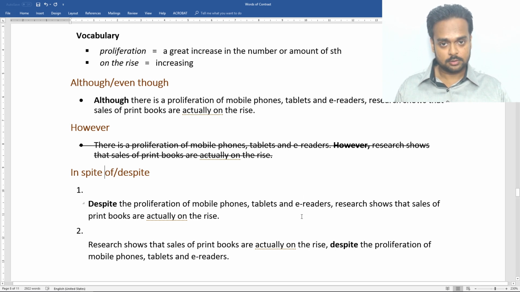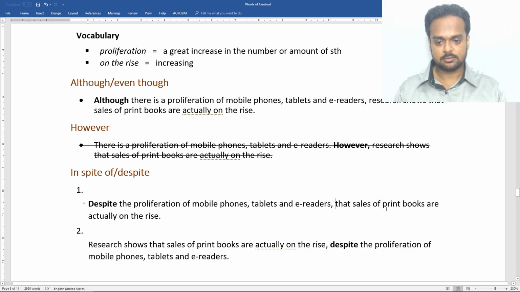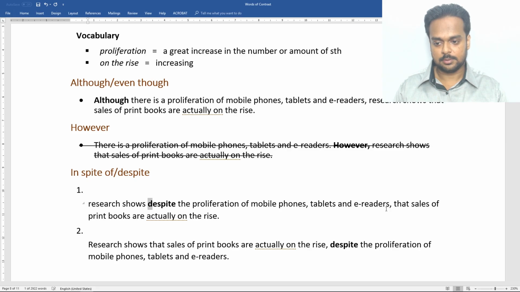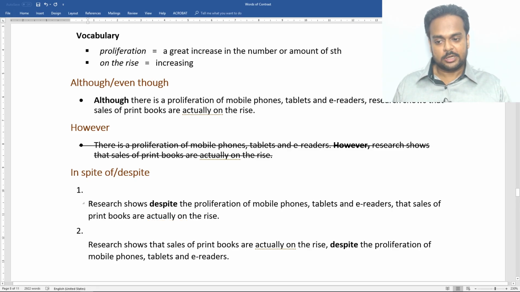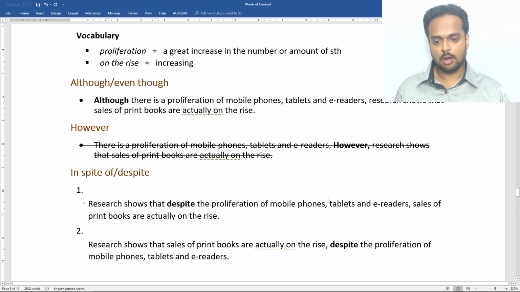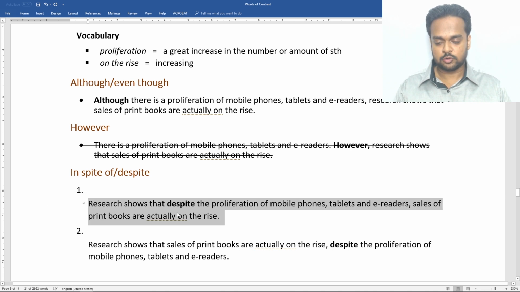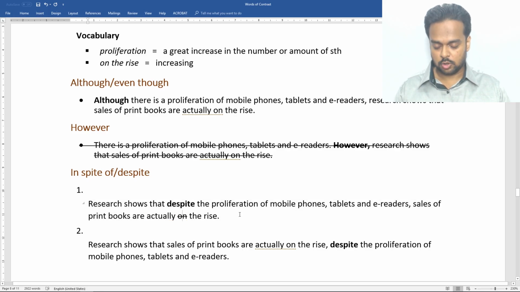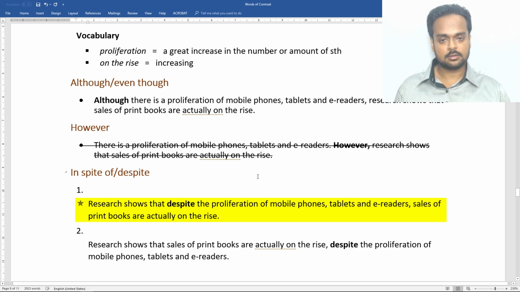This is okay, this is good, but we can make this sound better by removing this bit over here, research shows, and we can put that right in the beginning. Research shows that despite the proliferation of mobile phones, tablets, and e-readers, sales of print books are actually on the rise. That sounds pretty good. You can also reverse the order of the clauses, but I've told you that I like this one a lot, and I'm going to star and highlight it like that. This to me is the best option here.